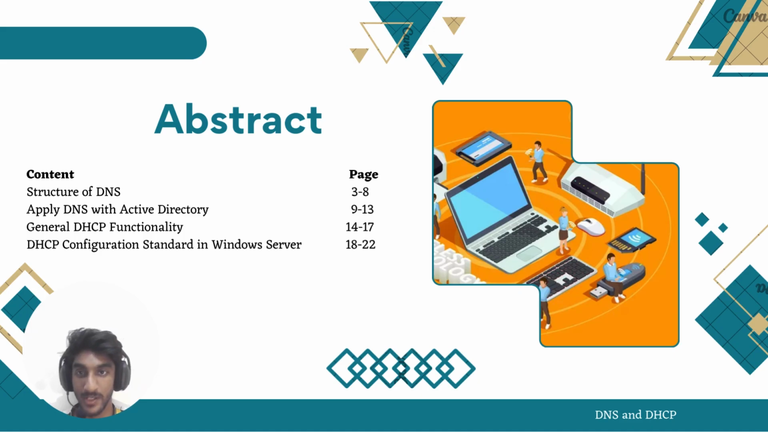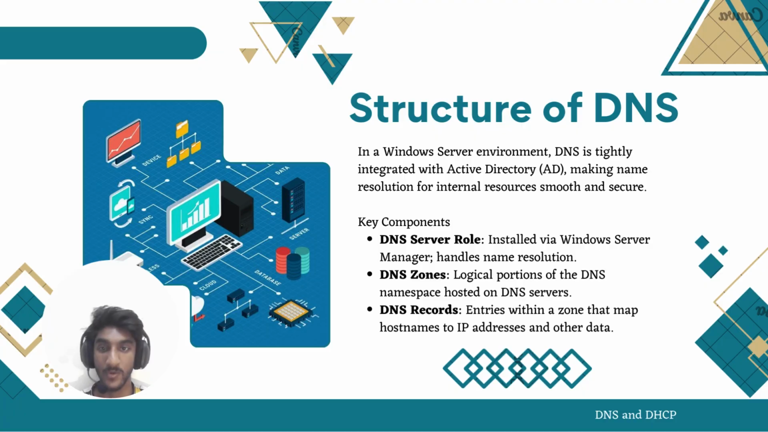So this is the abstract. We have 22 pages of content. From page 3 to 8, we have structure of DNS. From page 9 to 13, we have applying DNS with Active Directory. From page 14 to 17, we have general DHCP functionality. From page 18 to 22, we have DHCP configuration standard in Windows Server. So I'm going to explain about structure of DNS.